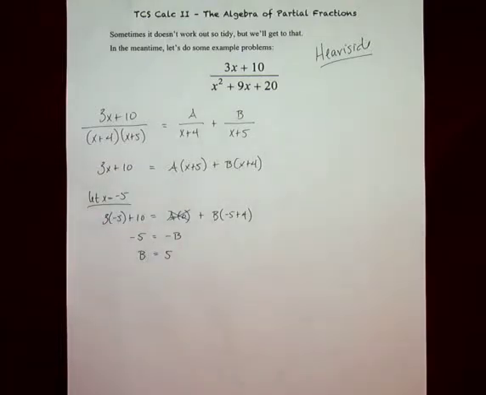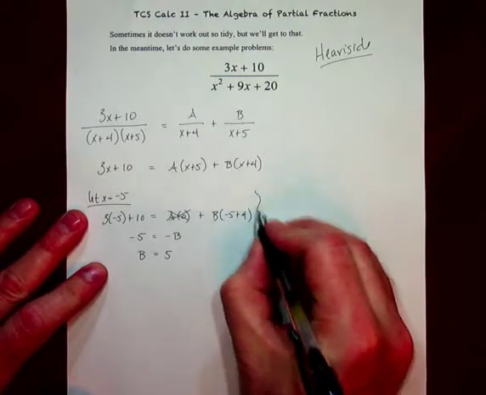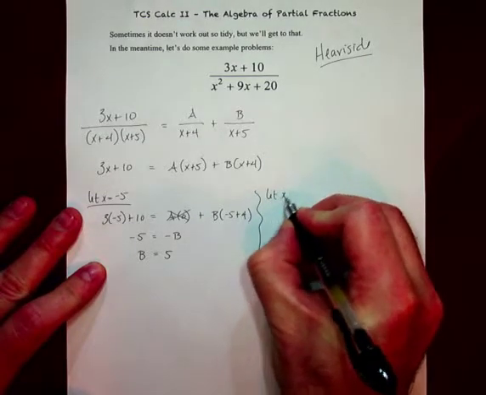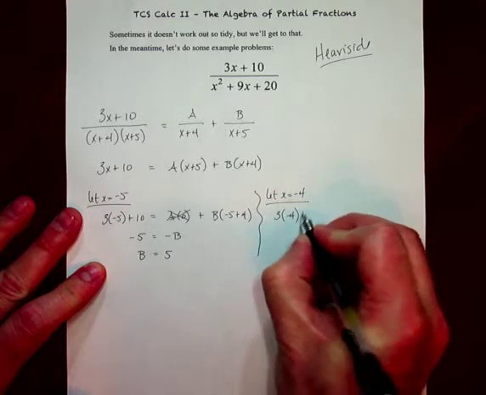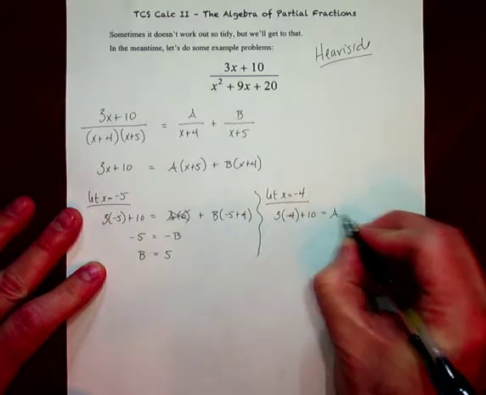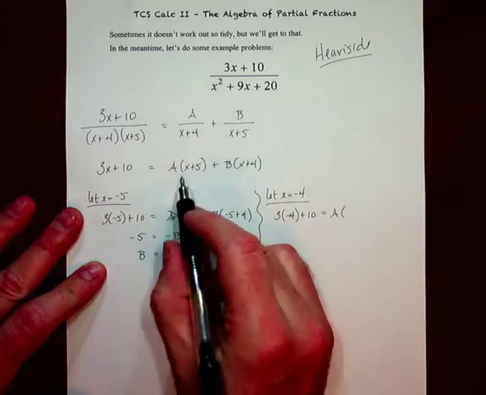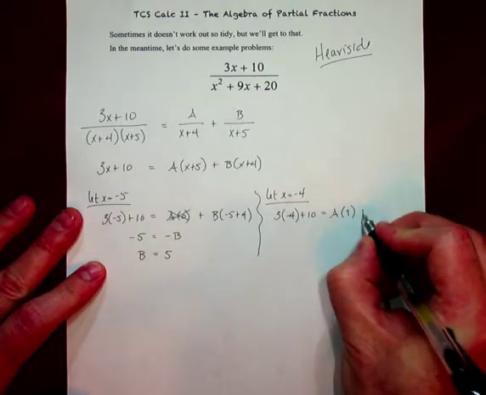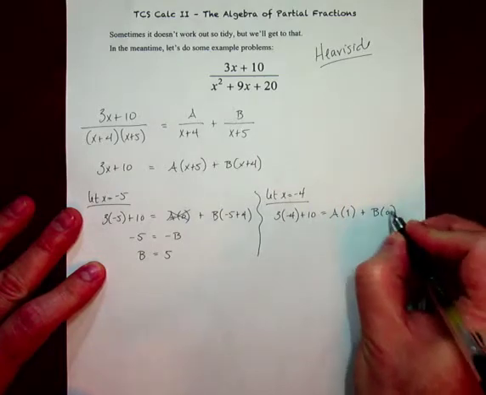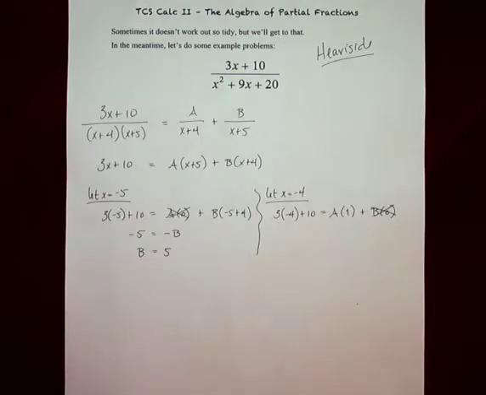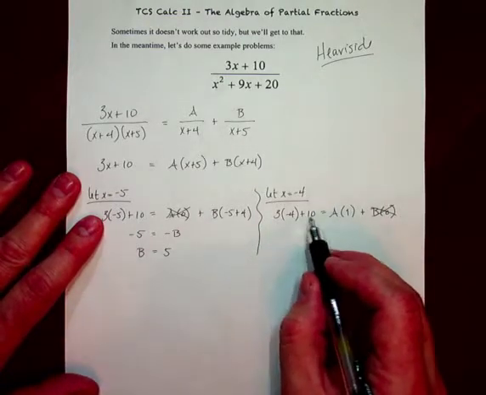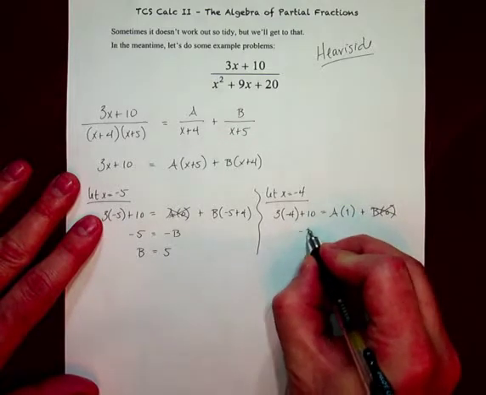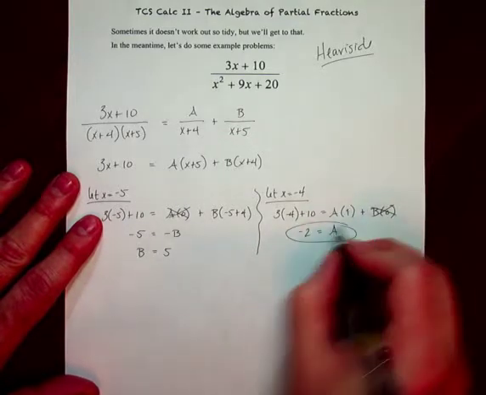Now, we can do the same thing with a by plugging in x equals negative 4. So let's let x equal negative 4. And we get 3 times negative 4 plus 10, and a times negative 4 plus 5, so 1, plus b times 0. The b falls out. Again, that was kind of the point. And we can solve what we have here. This is negative 12 plus 10, so it's negative 2, which is equal to a.